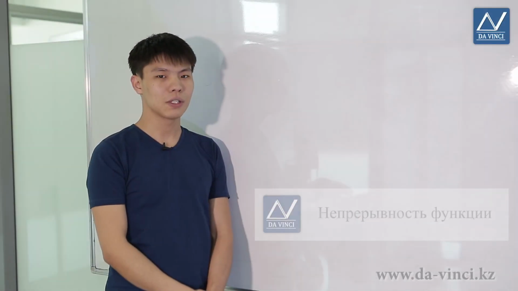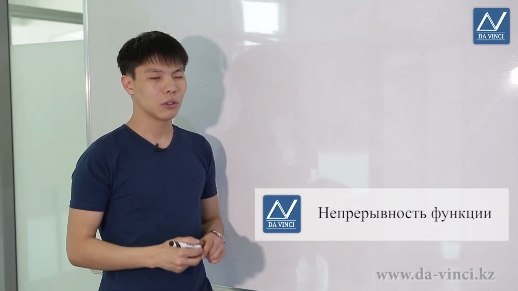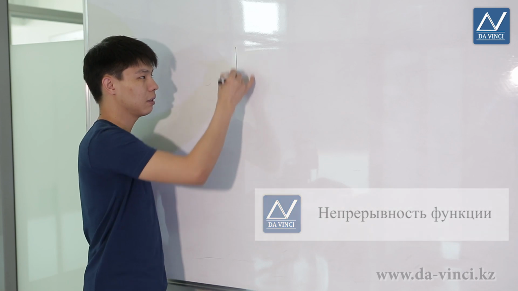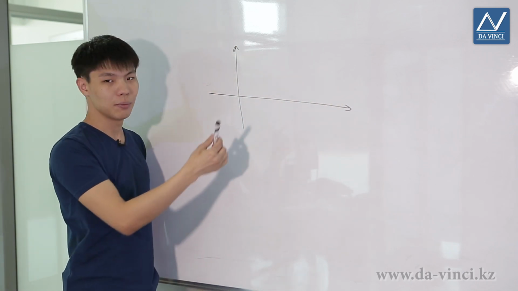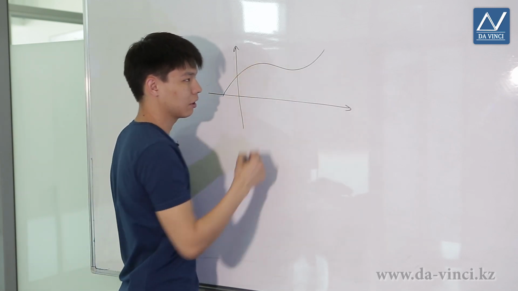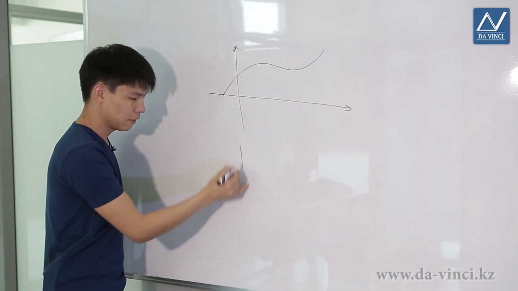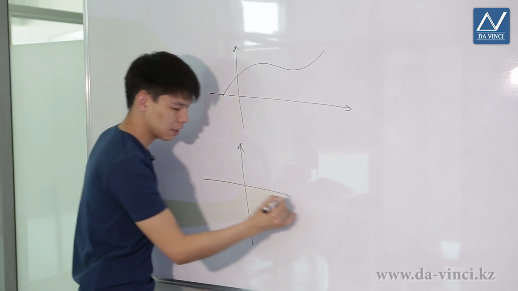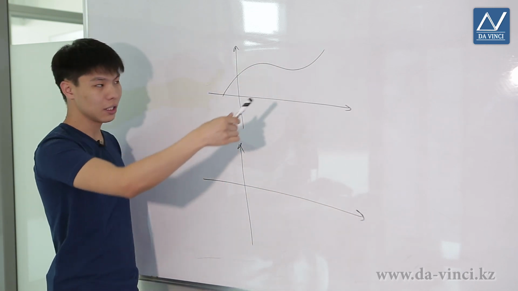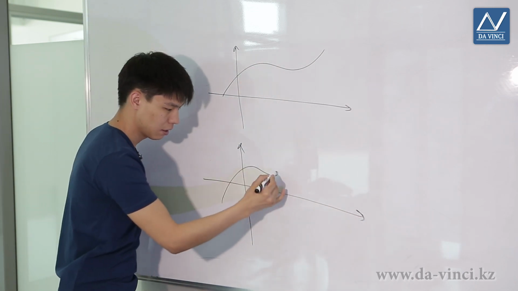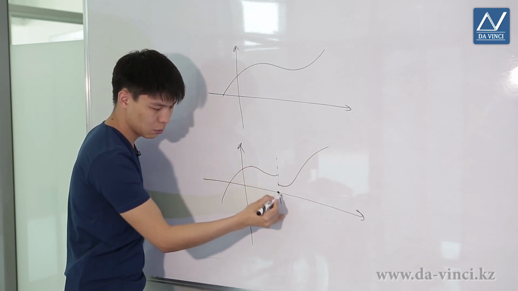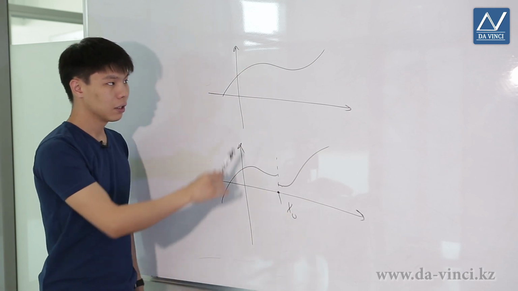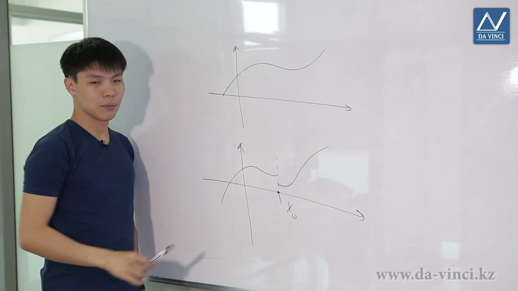Hi, in this lesson we will study the continuity of a function. Roughly speaking, a function is called continuous if its graph can be drawn with a continuous line. For example, this function will be continuous. Accordingly, the function will be discontinuous if its graph cannot be drawn with one line. For example, such a function will be discontinuous. At this point, let's say x0, it has a discontinuity. But let's introduce a strict definition of continuity.